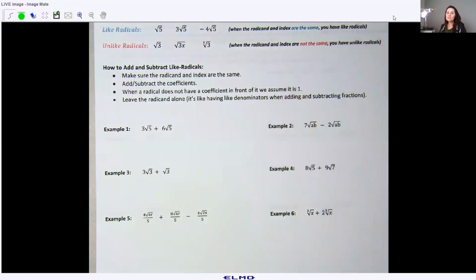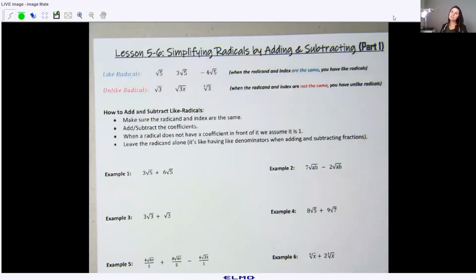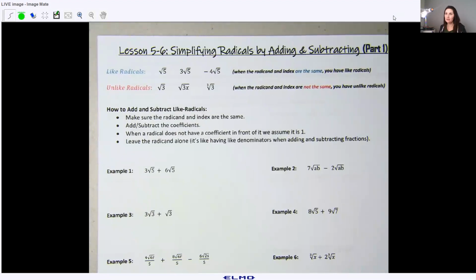Hello everyone, welcome to lesson 5-6, part 1 of 3. We are going to be working more with radicals. Today we are going to focus on adding and subtracting radicals.